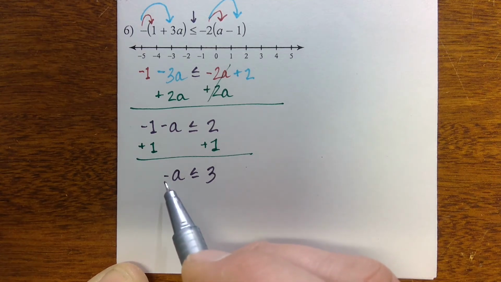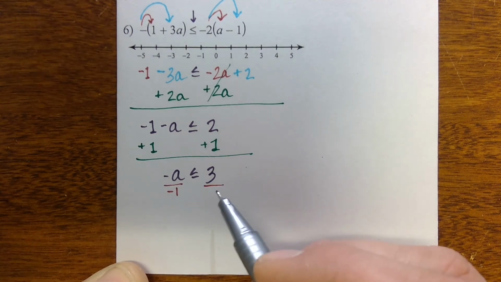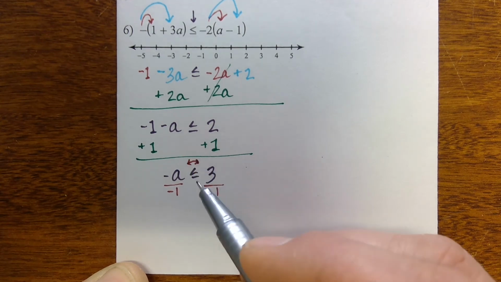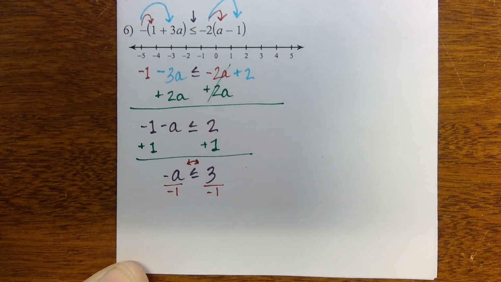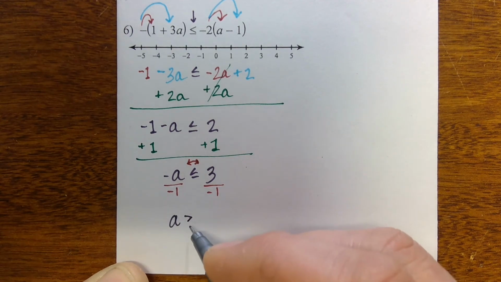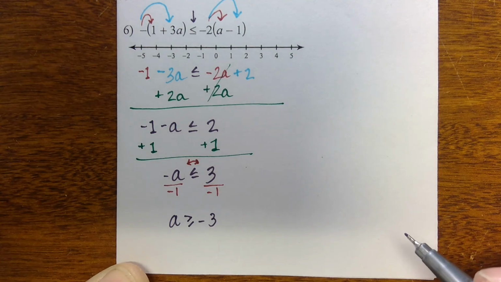Of course, we need to make this just plain old a. So we're going to multiply or divide by negative 1. Now remember, when you do that, this symbol has to flip. You're multiplying or dividing by a negative, so your inequality symbol changes direction. And so our final answer is a is greater than or equal to negative 3.